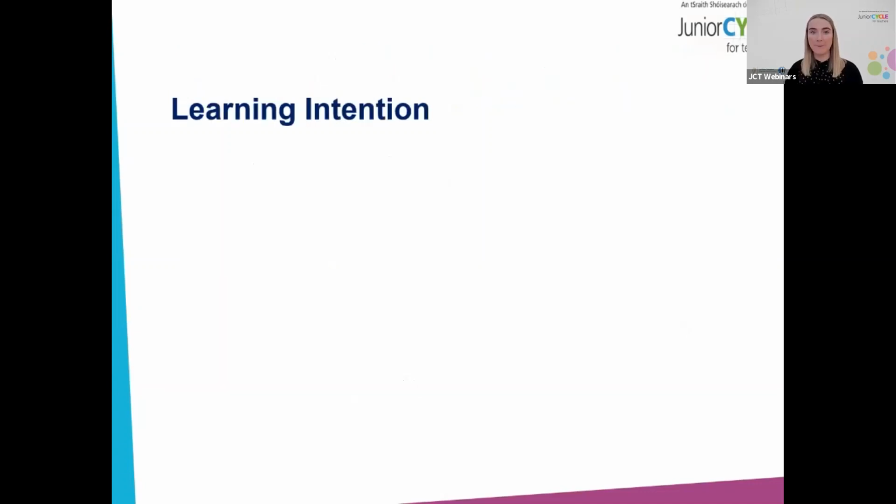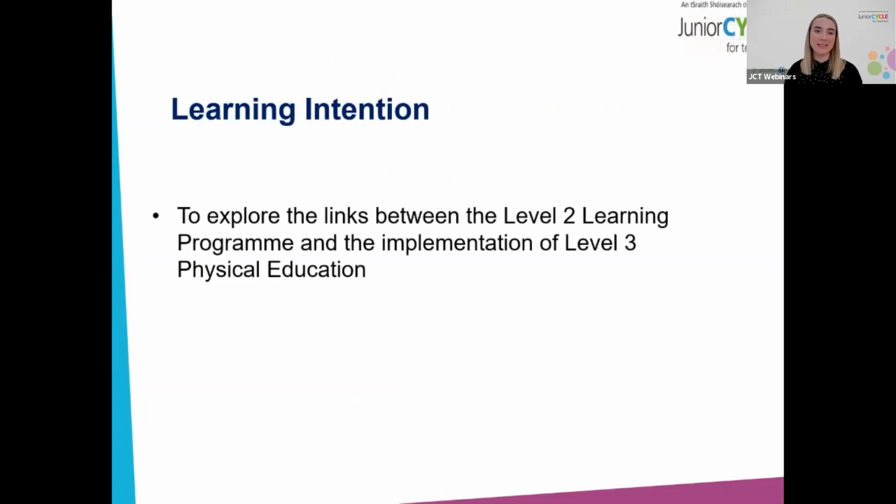Now, like any good junior cycle event, we have our learning intention for this evening, and that is to explore the links between the Level 2 programme and implementation of the Level 3 physical education.